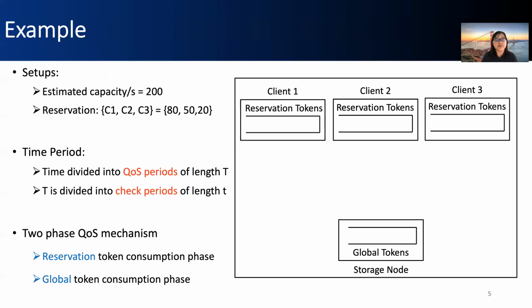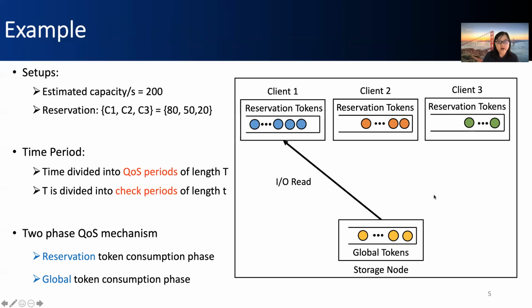A storage node provides one-sided IO services to 3 clients. The storage node dispatches 200 tokens according to the reservations of the 3 clients. Clients 1, 2, and 3 reserve 80, 50, and 20 IOs respectively. The remaining 50 tokens per second are used as global tokens. Each IO read consumes 1 token, as shown from client 1.